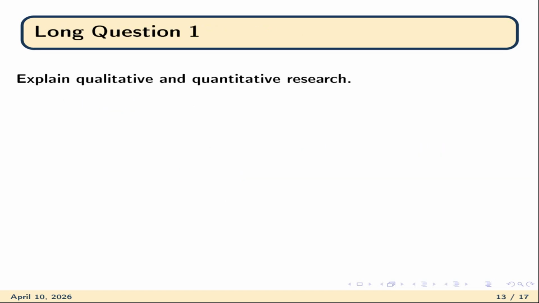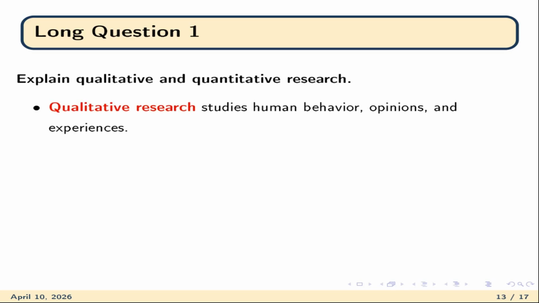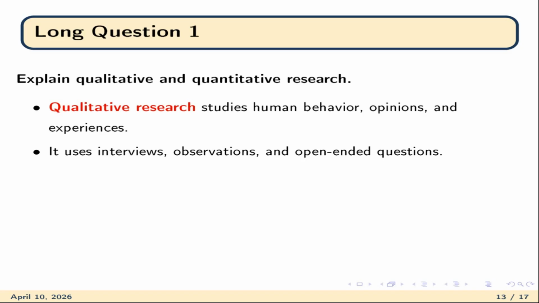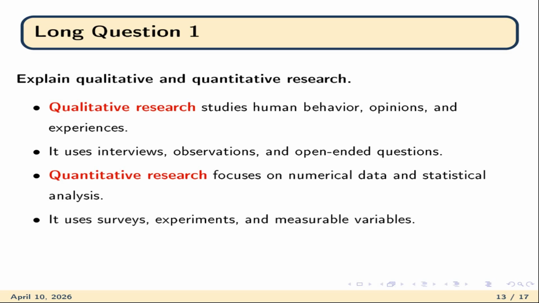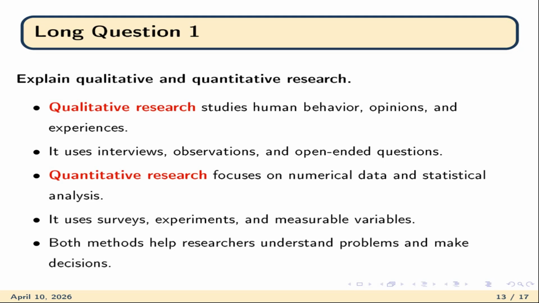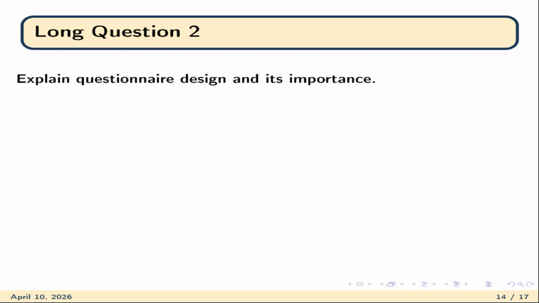Section C, that is long questions. Explain qualitative and quantitative research. Qualitative research studies human behavior, opinions, and experiences. It uses interviews, observation, and open-ended questions. Quantitative research focuses on numerical data and statistical analysis. It uses surveys, experiments, and measurable variables. Both methods help researchers understand problems and make decisions.